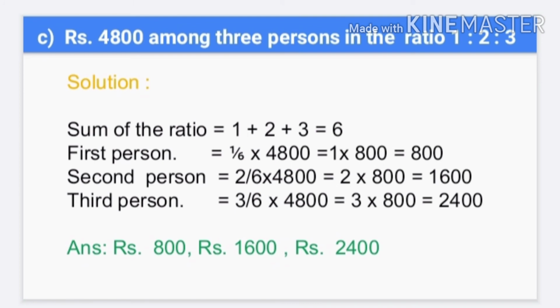Divide rupees 4800 among 3 persons in the ratio 1 is to 2 is to 3. Solution: find the sum of the ratio. Sum of the ratio equal to 1 plus 2 plus 3 equal to 6. First person, take 1 and divide by sum of the ratio. So 1 by 6 into 4800. Cancel 6 and 4800. 6 into 800 equal to 4800. So 1 into 800 equal to 800.